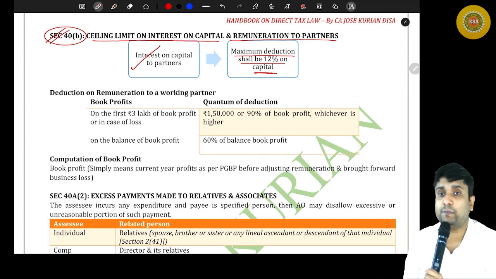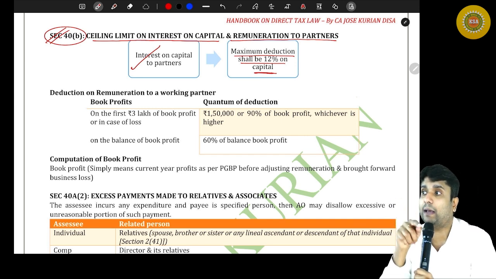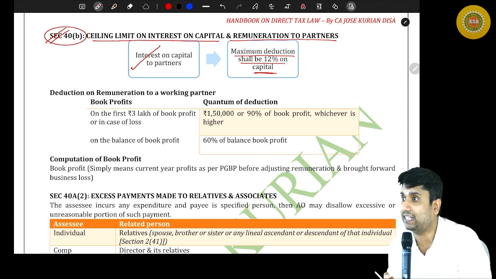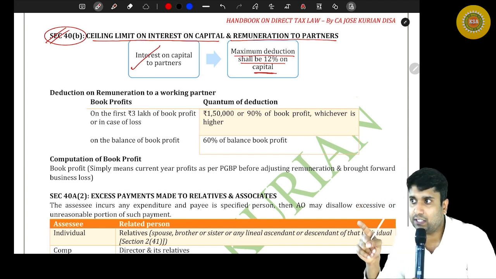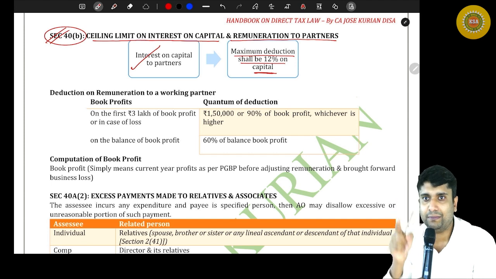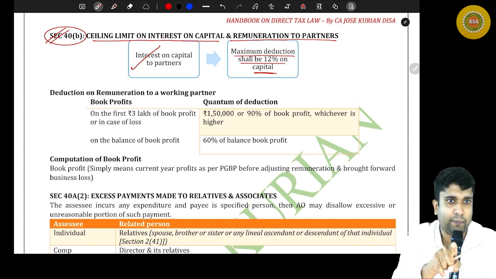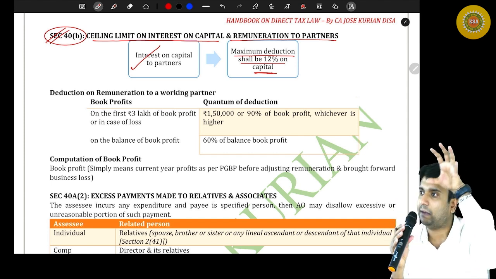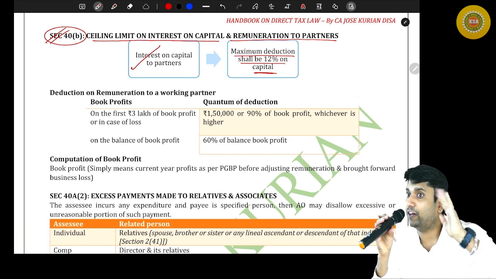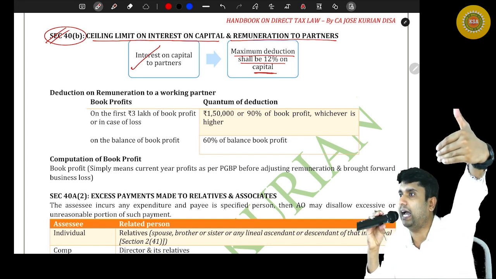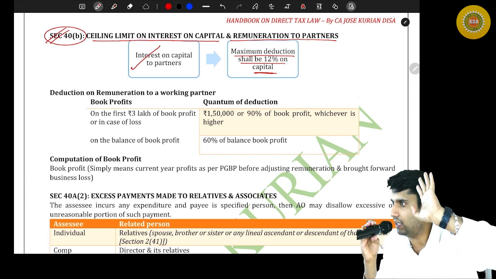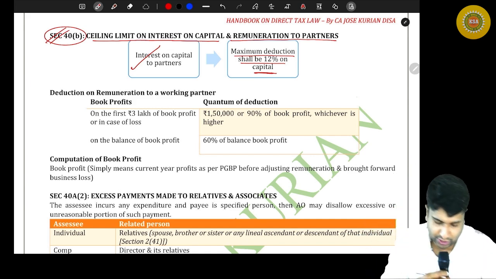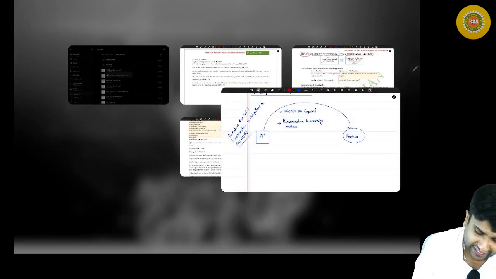What if the firm is paying 10% interest on capital? Then what will happen? Can they claim 12% as deduction? No. Maximum is 12%. That is always subjected to the actual interest. If the firm is paying an interest of 10% on the capital, then they can claim only that 10% as deduction. If the firm is paying 14% as interest, then they can only claim 12% as deduction. So listen, we'll create an example.